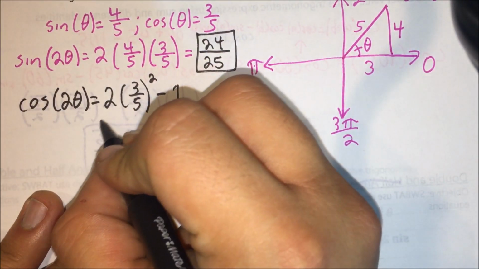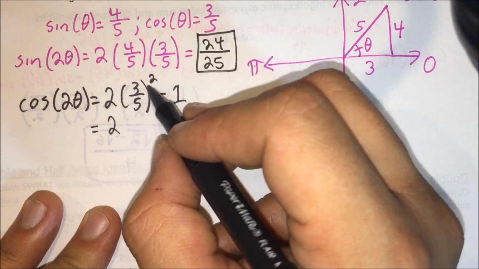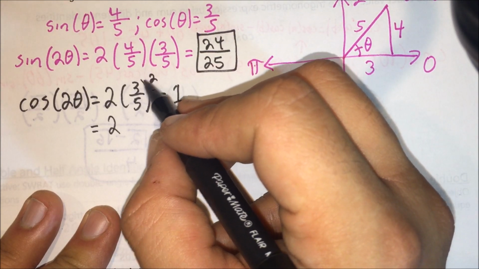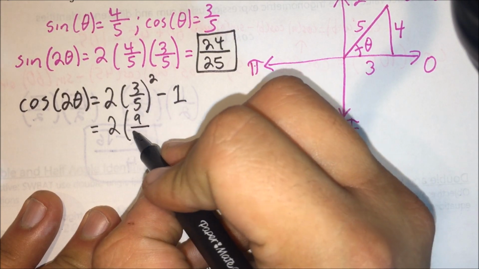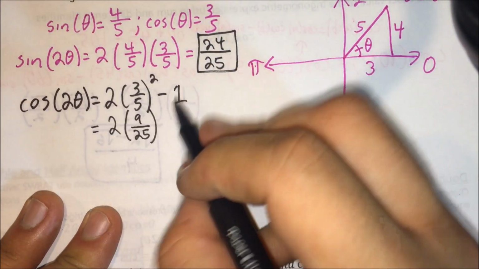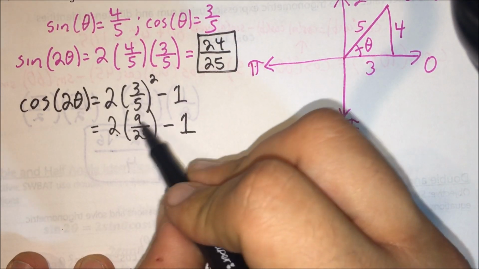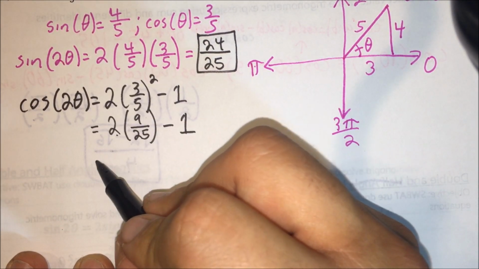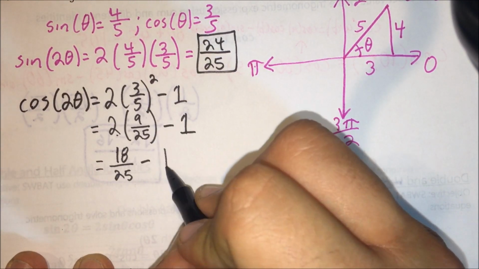Let's practice doing some arithmetic here. So 2, remember you want to do the exponents first. Taking the exponent of a fraction, you have to do both the top and the bottom. 3 squared is 9, 5 squared is 25, minus 1. 2 times this fraction, again you just multiply the 2 with it in the numerator. That's going to be 18 over 25 minus 1.